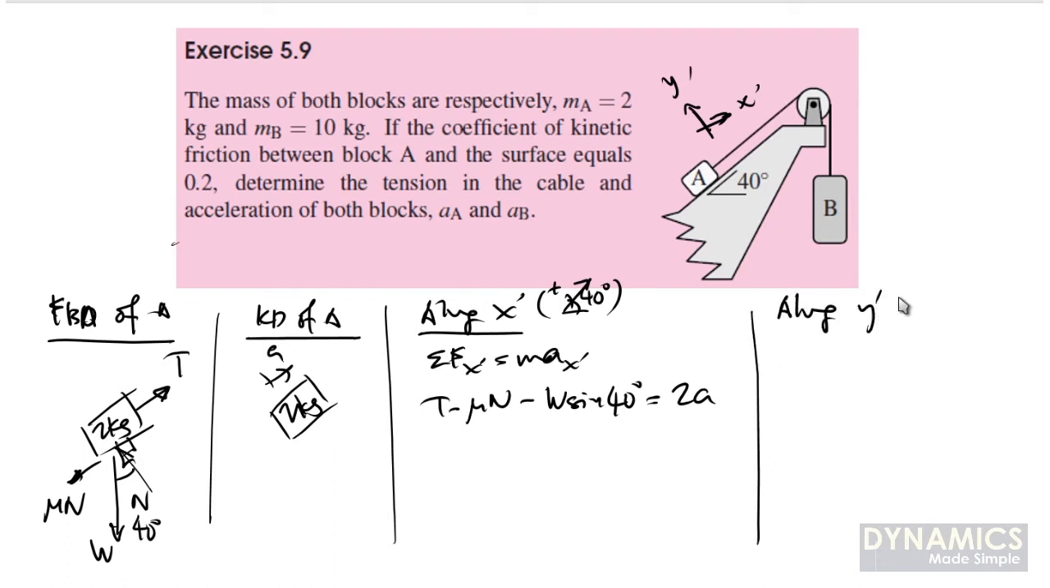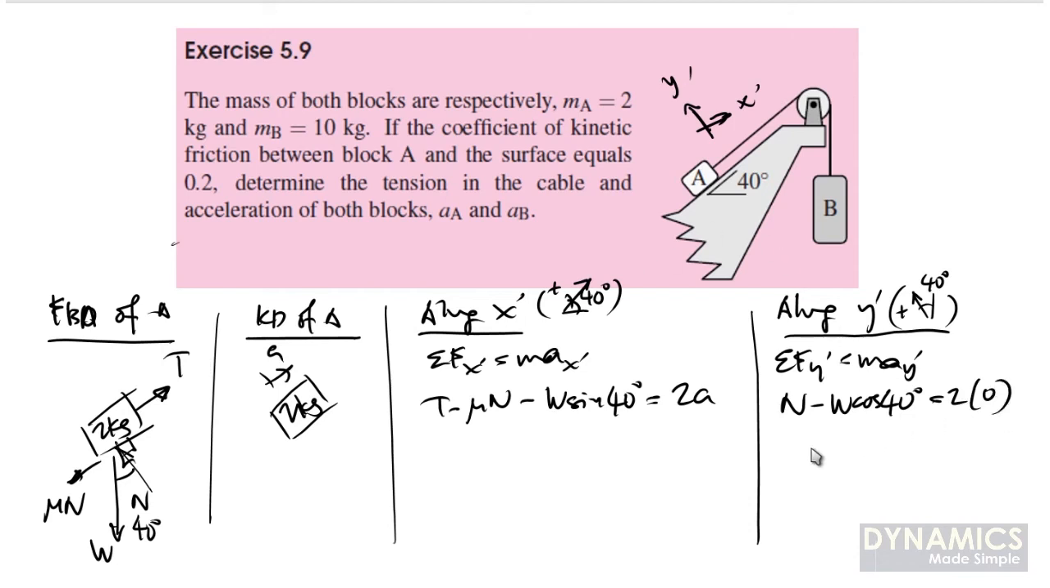And along Y dash, again to be more precise, this is the positive direction. So what we'll have is N minus W cos 40 degrees equals to M times the acceleration along Y dash, which is 0 again. So we have N equals to W cos 40 degrees.